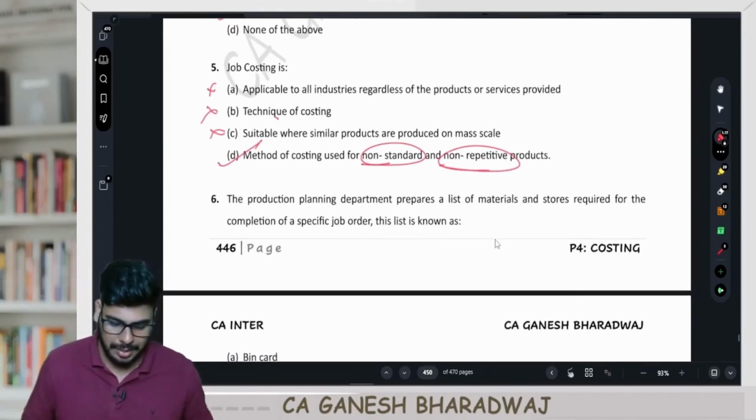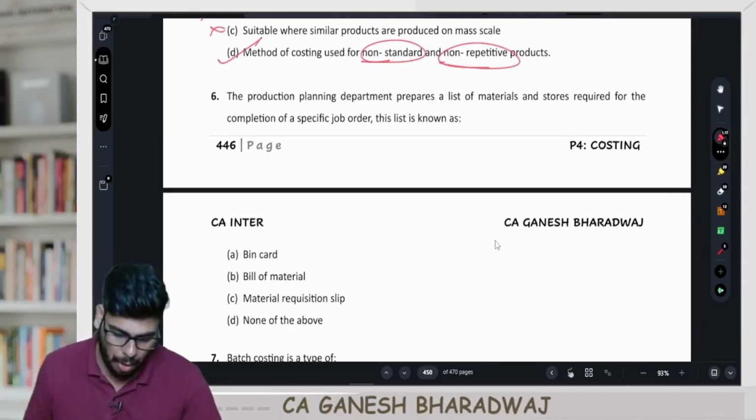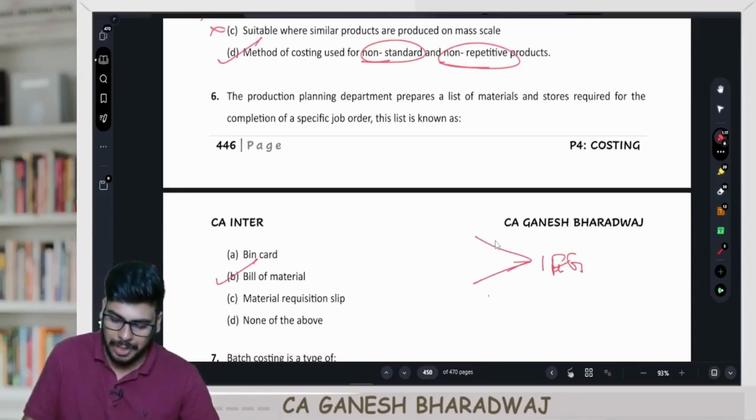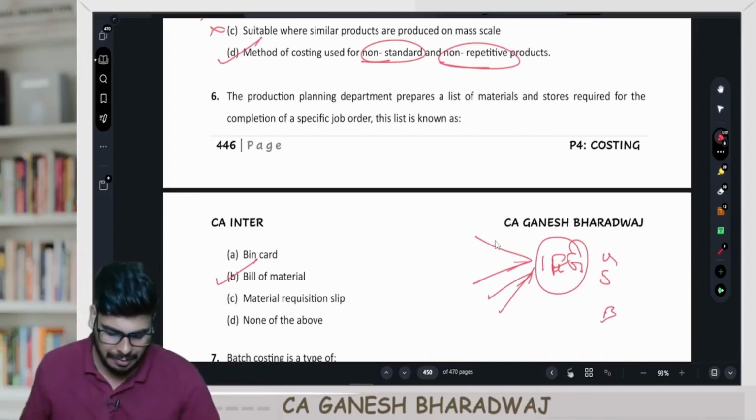Next, question number 6. The production planning department prepares a list of materials and stores required for completion of a specific job order, and this list is called as, we've already seen it, BOM. I told you, right? Bill of material. For me to produce 1 unit of FG, what are all the components of RM I need? Or this FG could be 1 unit, or it could be 1 job, or it could be 1 batch, whatever it is. Clear with this, guys?